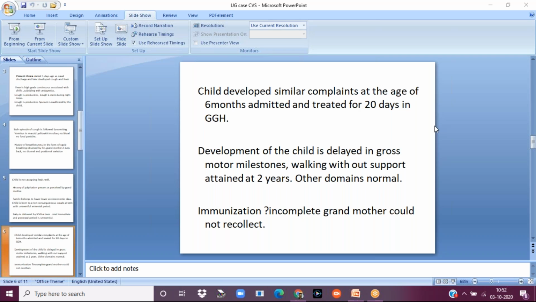Okay. Next documented history is gross motor delay. Other milestones are normal. Okay. Immunization, because mother is not available, grandmother is unable to recollect that. So we have to take it as partial or incomplete immunization. Yes, ma'am. Okay, next. Roll number 15.